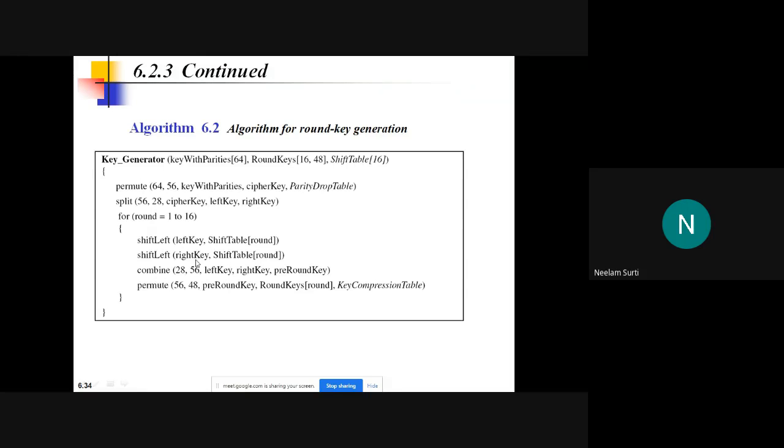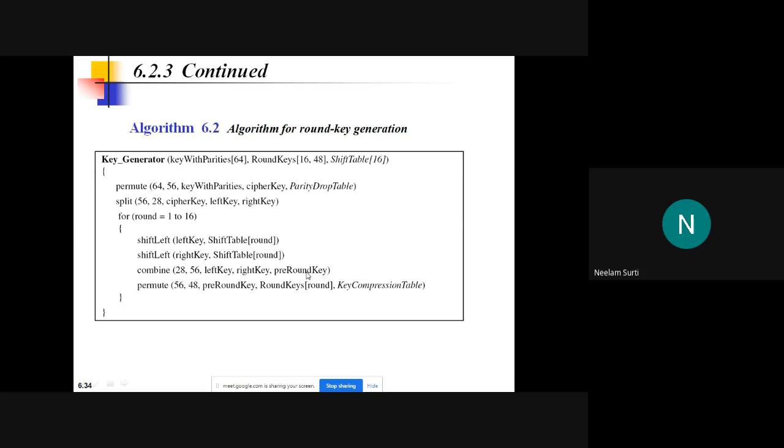Once shifting is done on the 28 bits, both 28 bits are combined together, and what we get is 56 bit. So you combine the 28 bit left and the 28 bit right, and the resultant is the left key and right key, which is nothing but the pre-round key.